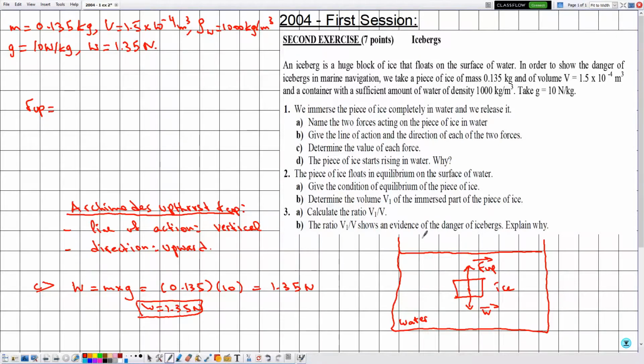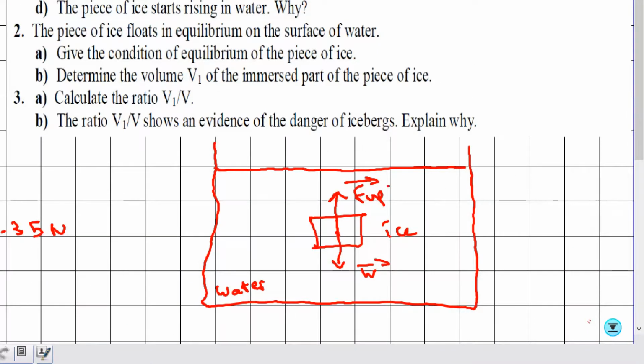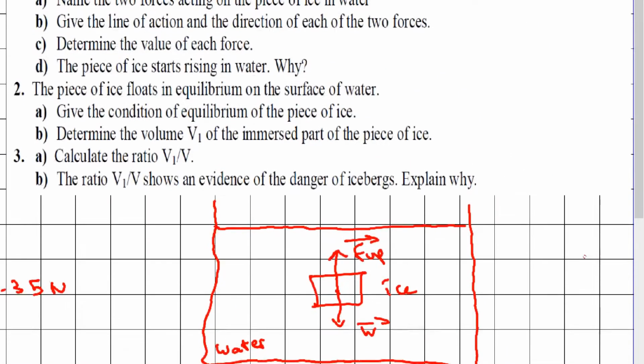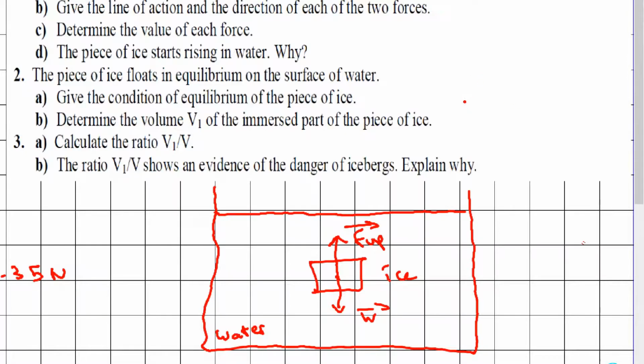Now let's discuss the different methods that one can use to calculate the magnitude of F upthrust. The first trivial method is via the difference between the real weight and the apparent weight. Actually, this method doesn't work here because we don't know the value of the apparent weight. The other method is given by the condition of equilibrium, that is W vector plus F upthrust vector is equal to 0 vector.